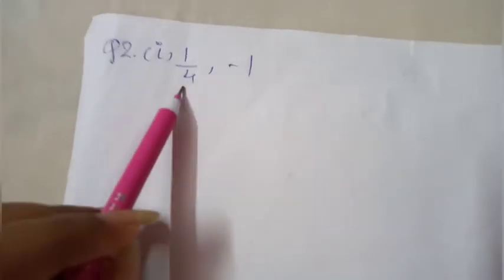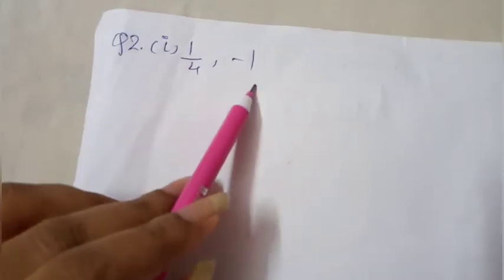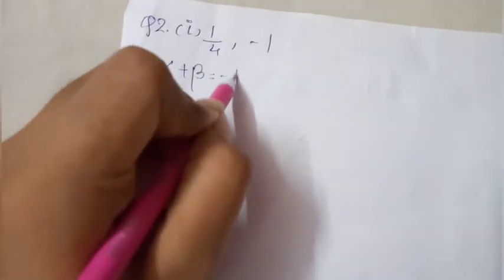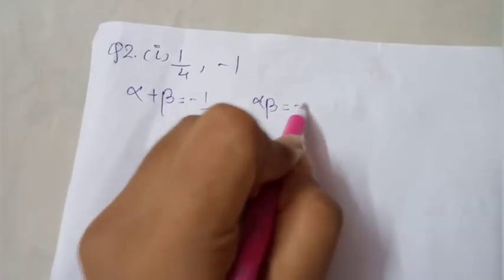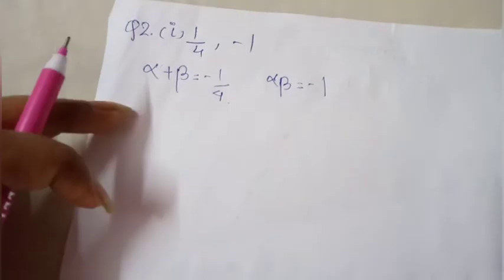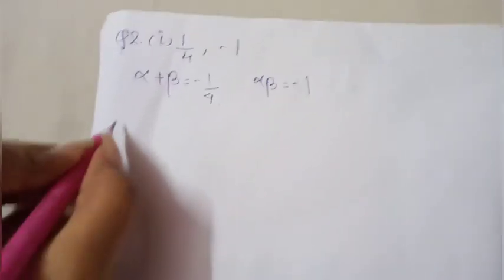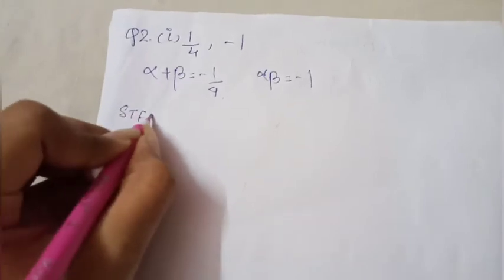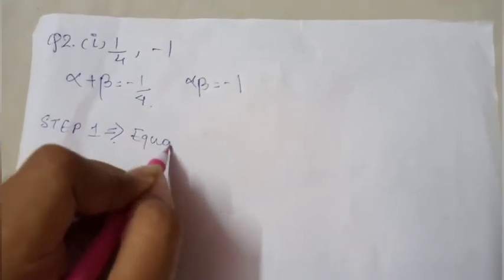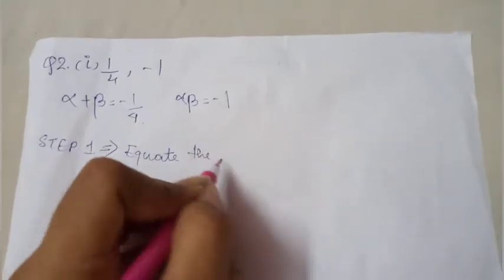So now sum is given and product of the zeros is given. Sum means alpha plus beta is equal to 1 upon 4. They have given it. And alpha beta is equal to minus 1. They have also given this. So there are a few steps which we need to follow to find the quadratic polynomial. Okay, so step 1 is equate the relationship.